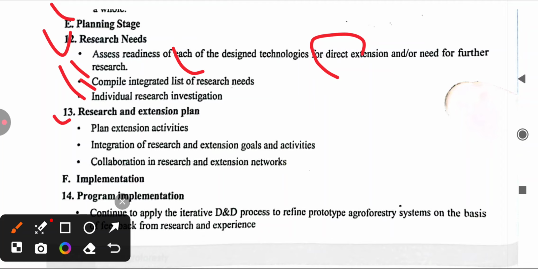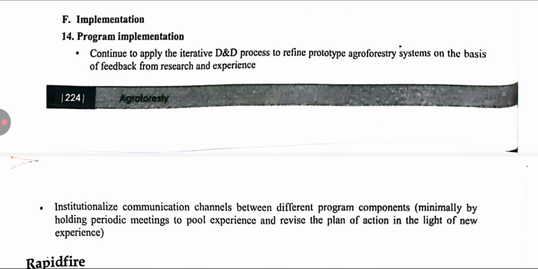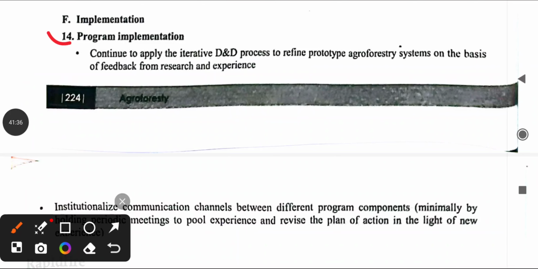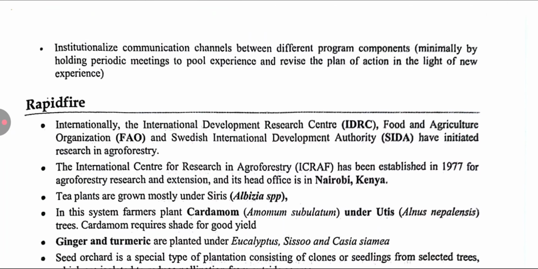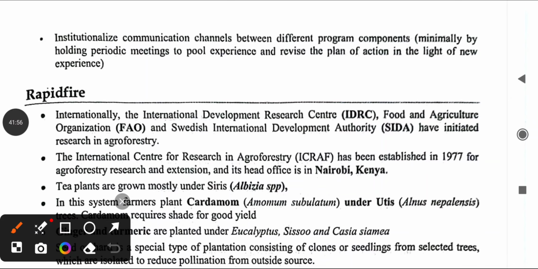Research and extension plan: plan extension activities, integration of research and extension goals and activities, collaboration in the research and extension network. Program implementation: continue to apply the interactive D&D process to refine prototype agroforestry systems on the basis of feedback from research and extension. And then institutionalize communication channels between different program components, minimally by holding periodic meetings to pool experience and revise the plan of action in the light of new experience.